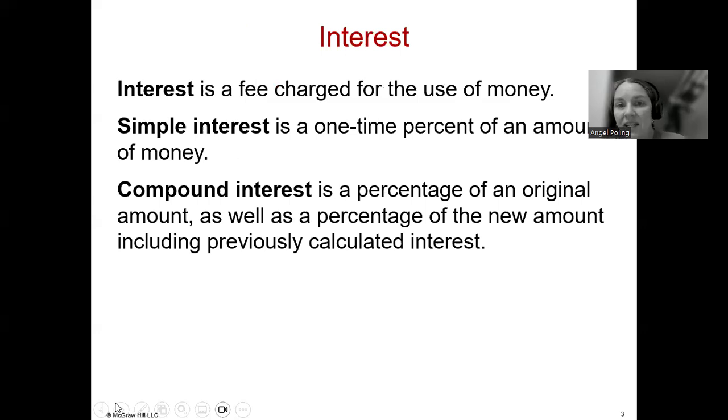Interest is a fee charged for the use of money. Simple interest is a one-time percent of an amount of money. Compound interest is a percentage of an original amount, as well as a percent of the new amount, including previously calculated interest.